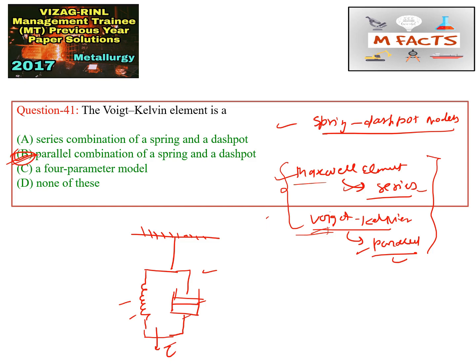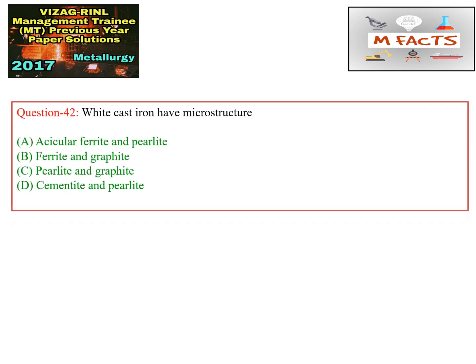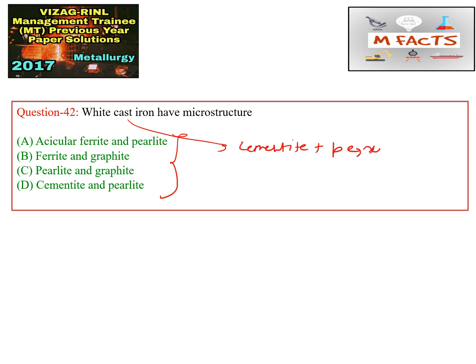Okay. The next question is, white cast iron has which microstructure? They have given four options: acicular, ferrite and pearlite, ferrite and graphite, pearlite and graphite, cementite and pearlite. According to these options, white cast iron actually has the cementite network and pearlite also. Because of this cementite, they are very hard and brittle in nature. So the correct option for this question is cementite and pearlite, that is D option.